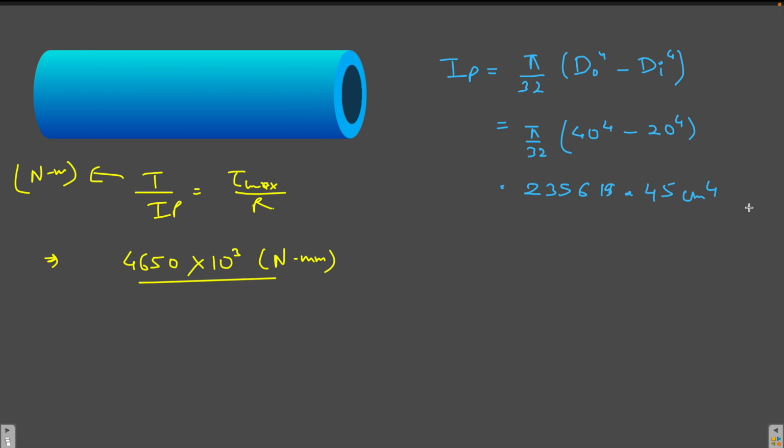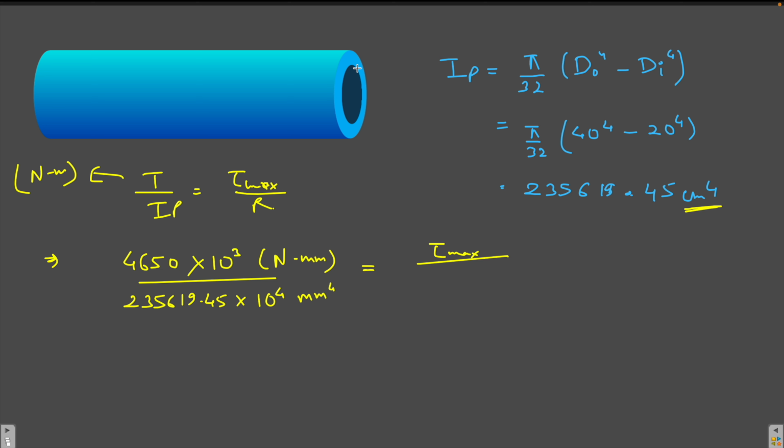Now IP is in centimeter to the power 4, so we will convert this also into millimeter to the power 4. Let me write it down: 235,619.45, and since a centimeter is 10 millimeter, we multiply by 10 to the power 4 to convert it to millimeter to the power 4. Is that clear? So I'm converting everything in millimeter. Tau max we have to find out, and what is the value of R? R is the radius, but what radius?